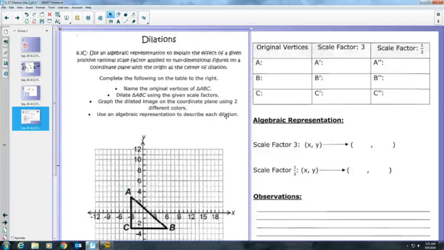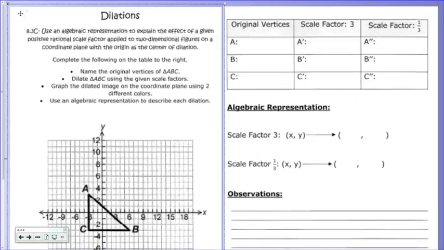Today's notes are on dilation. So by the end, you will be able to use an algebraic representation to explain the effects of a given positive rational scale factor applied to two-dimensional figures on a coordinate plane with the origin as the center of dilation.